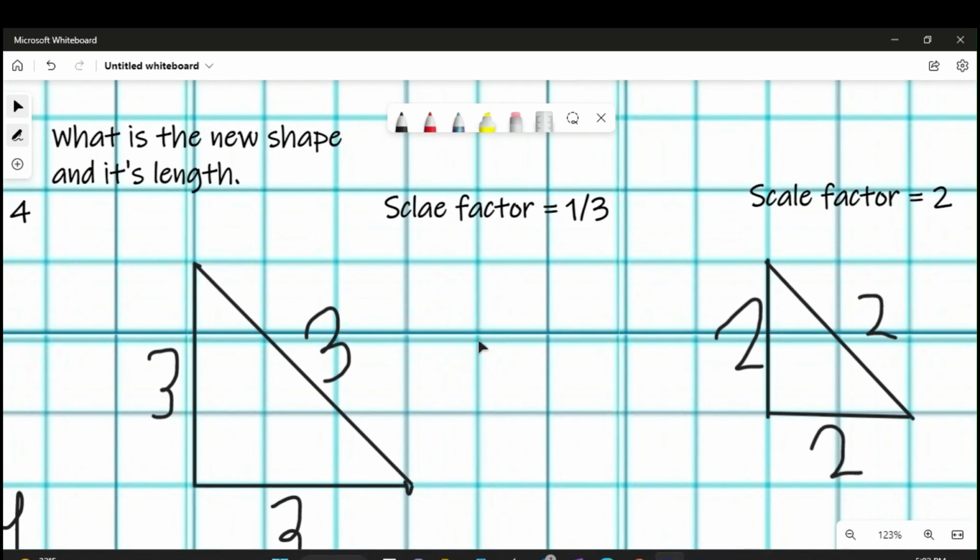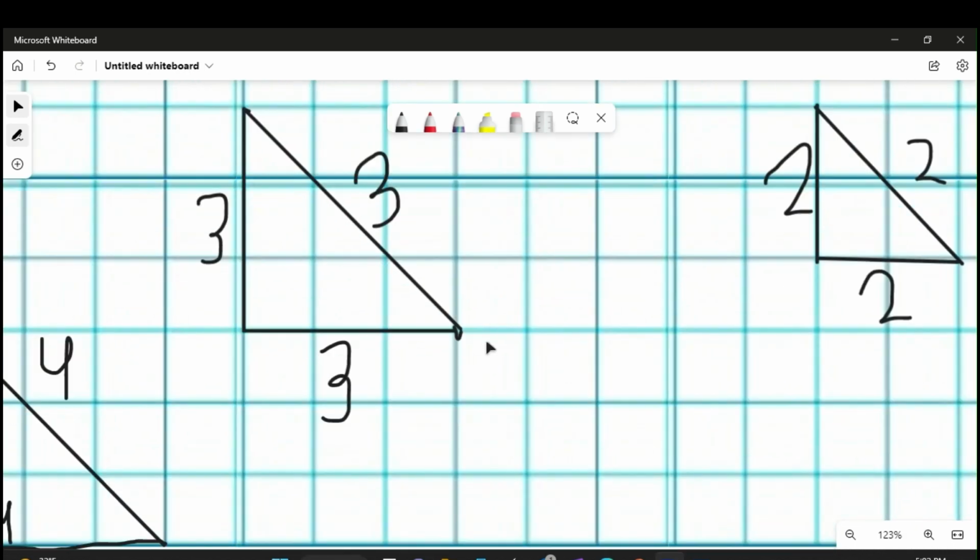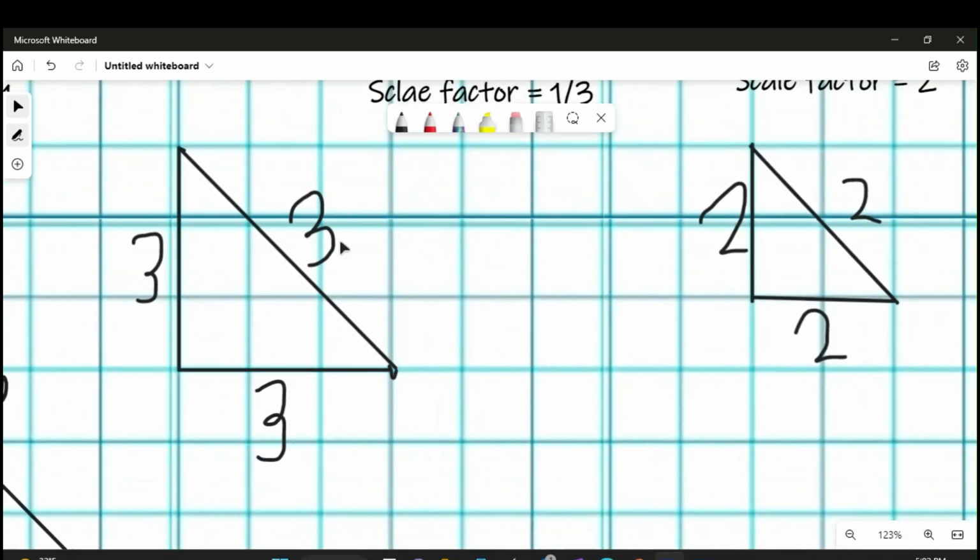Okay, this time the scale factor is equal to a third. So we know that we have to multiply each side length by the scale factor. So 3 times a third, let me write this down. 3 times a third, as you know, would equal 1. Okay, now let's draw a 1 by 1 triangle.